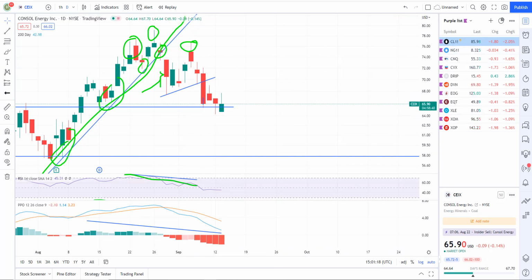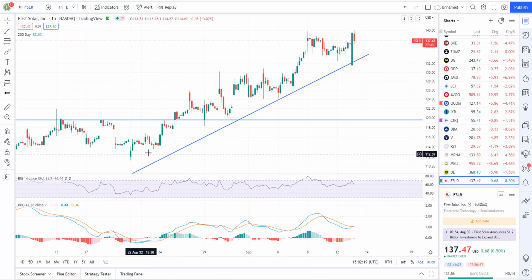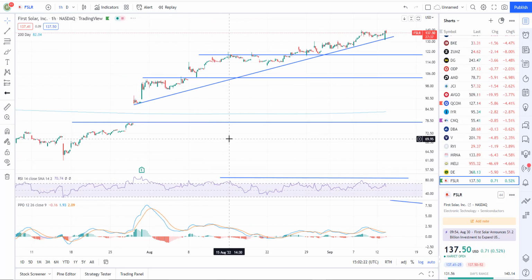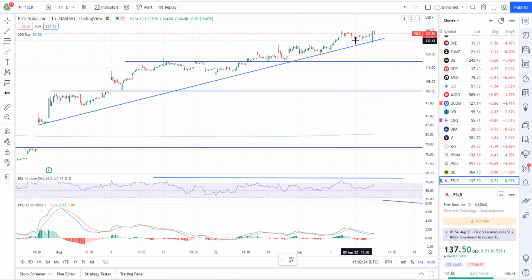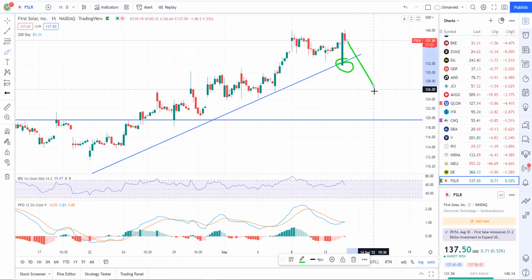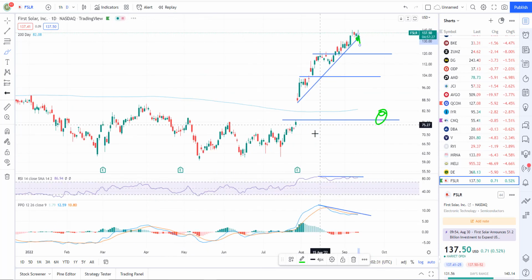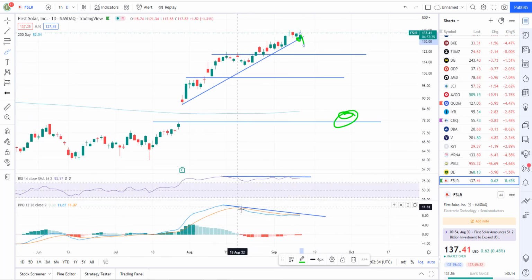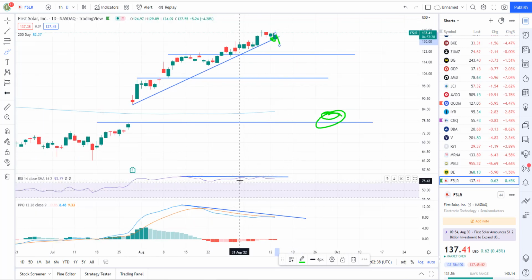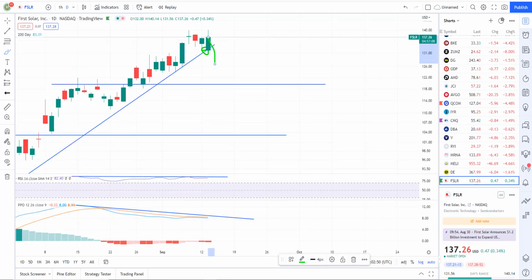All right, moving on. First Solar, again, continues to bounce off this support line on the hourly chart. It bounced off it again today. So I'm still waiting for the breakdown and the sell signal. We don't have any sell signal yet. Looking at the daily chart, we have negative divergence on the PPO. We kind of have it on the RSI. It's not perfect, but it is there. But again, just waiting for that sell signal. So this one's definitely on watch for a breakdown, and we just got to wait.